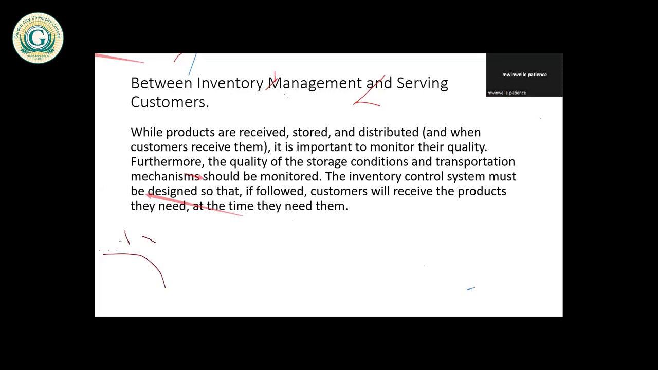So when you look at the vehicles that bring drugs to the central stores, every commodity has the kind of vehicle that is used. And sometimes in our situation where our major means of transport is road, we need to look at the type of vehicle we use. And then we need to also put in place an inventory control system, and make sure that the system we put in place is designed in such a way that customers will receive the product they need at the time they need it. So here we are talking about the right product being available at the right time.